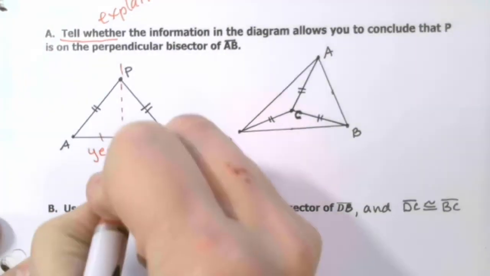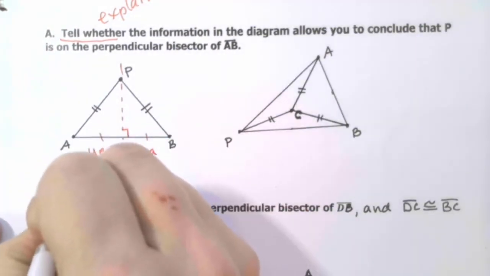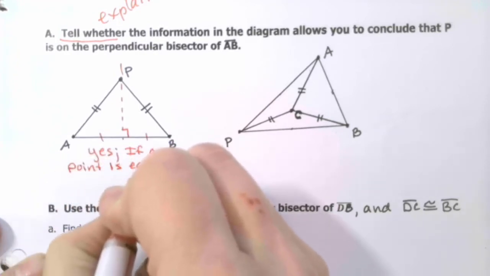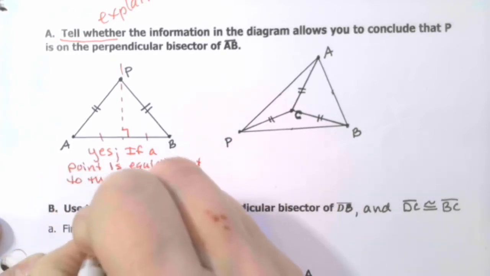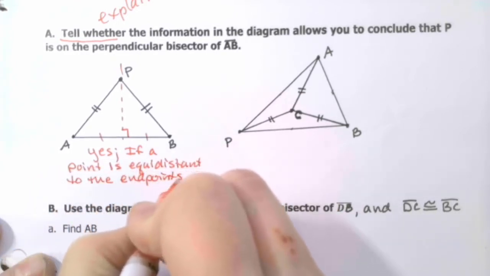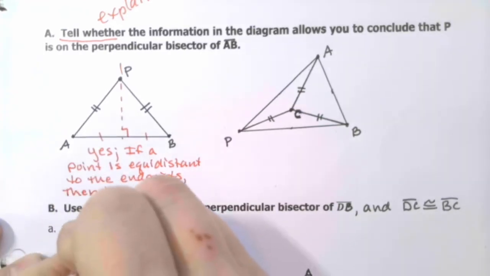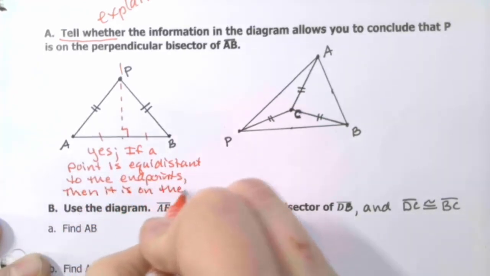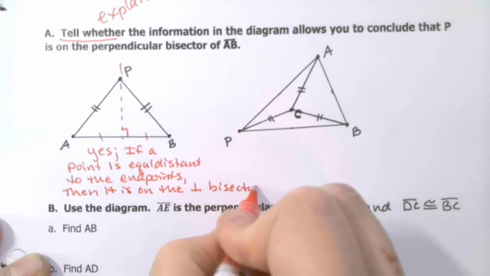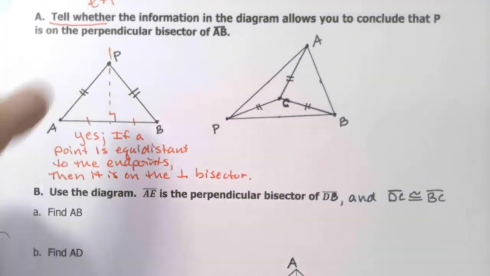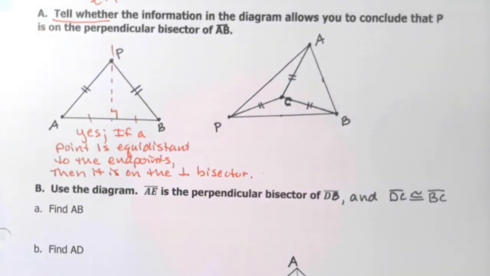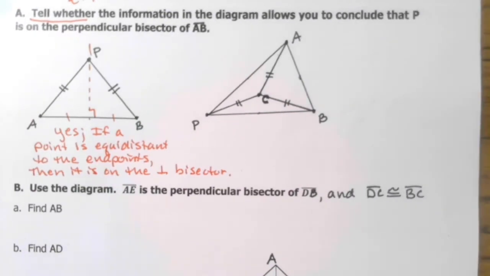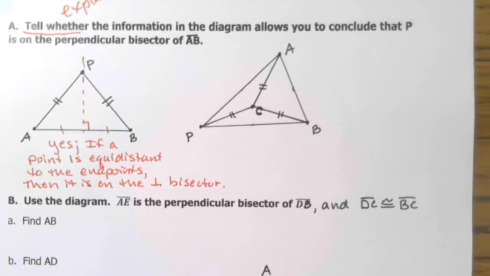And our explanation is if a point is equidistant to the endpoints, then it is on the perpendicular bisector. I'll say it again. If a point is equidistant from the two endpoints, then it is on the perpendicular bisector. Okay, let's look at the next one.